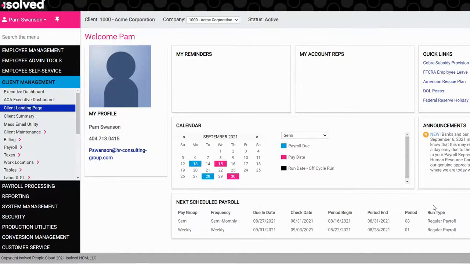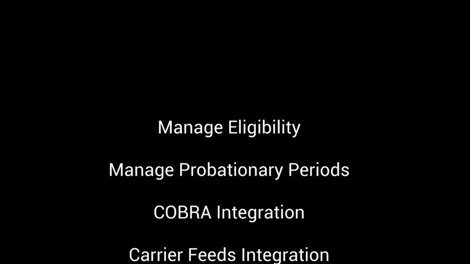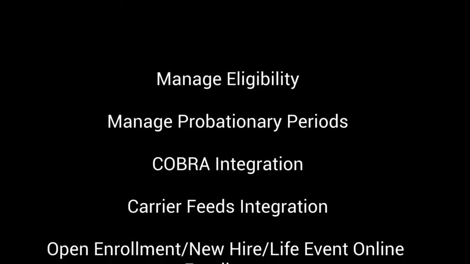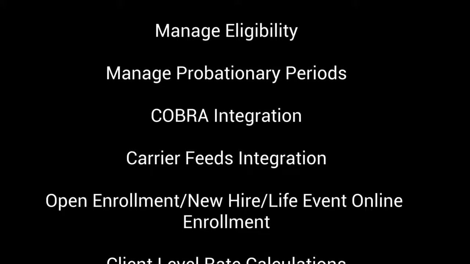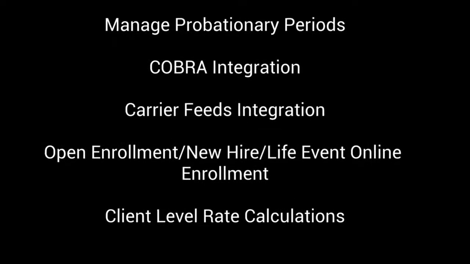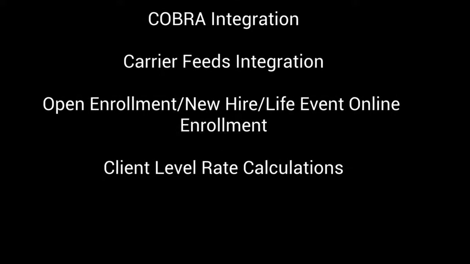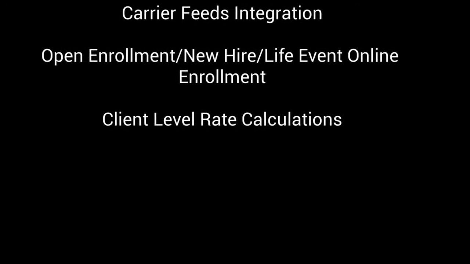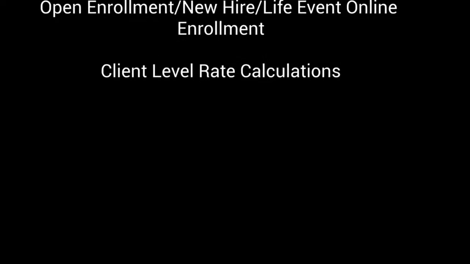By using the benefits module's many functionalities, you don't have to use straight deductions. Some of these benefits include being able to manage eligibility, manage probationary periods, set up COBRA integrations, and seamlessly integrate carrier feeds. Carrier feed integrations send data across to your carriers. Also included are open enrollment, new hire, and live event online enrollment for your employees, client-level calculations, and more in-depth reporting options, as well as ACA compliance, and this is all in one system.